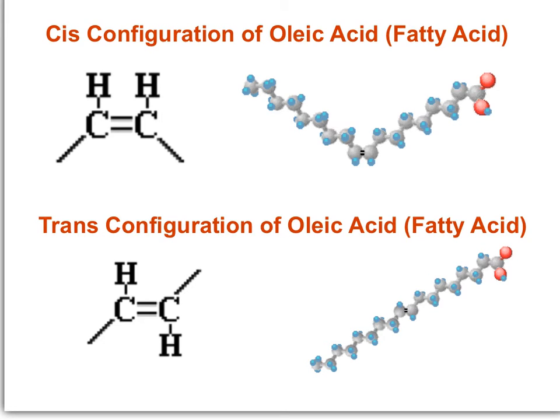When fatty acids have a double bond, the structure of the molecule can take one of two forms, the cis form or the trans form. In the cis configuration, the double bond produces a bend in the hydrocarbon chain. In the trans configuration, the double bond does not produce a bend.